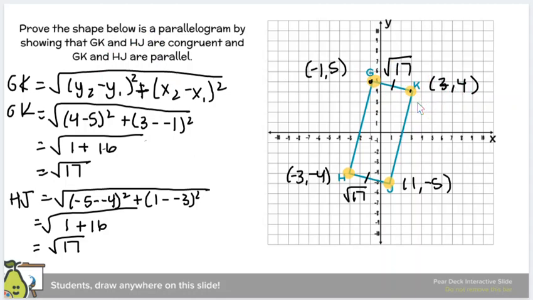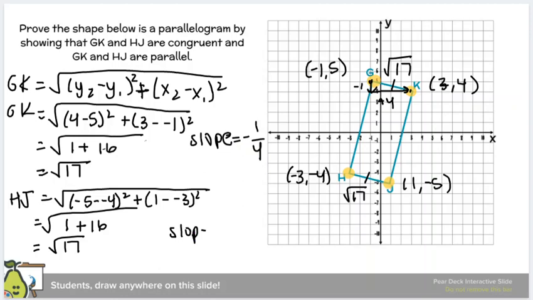Next up, we have to figure out, are they parallel? So remember we learned about how to tell when lines are parallel. Their slopes must be the same. So all we need to do is find the slope of GK and HJ. You could use the slope formula, or you can look for rise over run on your graph. So from G to K, I'm rising negative 1, and I'm running positive 4. So that means that the slope of GK will equal negative 1/4.